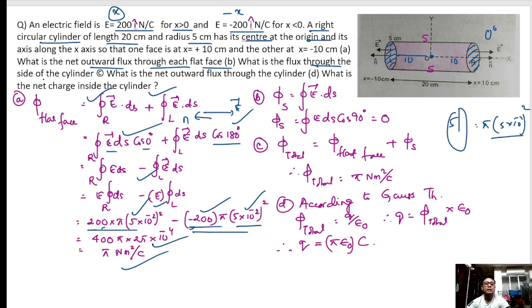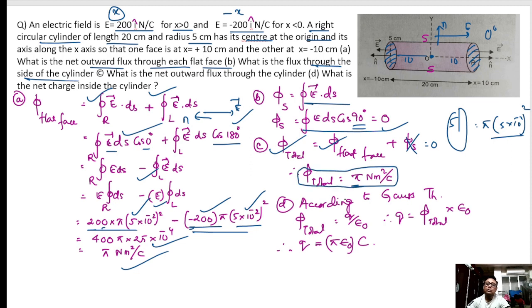Now they are telling what is the flux through the sides of the cylinder, that means the curved surface. So I will write E ds. Now this is the normal and this is the electric field. So it is 90 degrees, so no flux will come out from the curved surface. So total flux is how much? Only from the flat surface, which is this total flux. So what is the total charge inside it? Gauss told total flux is Q by epsilon O. So Q is this. So we can get the total charge which is inside the cylinder.